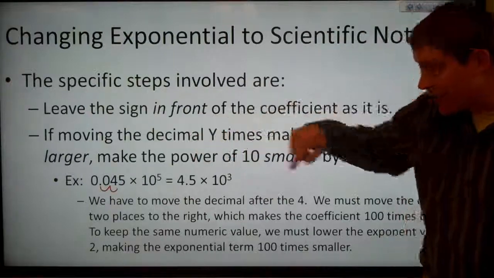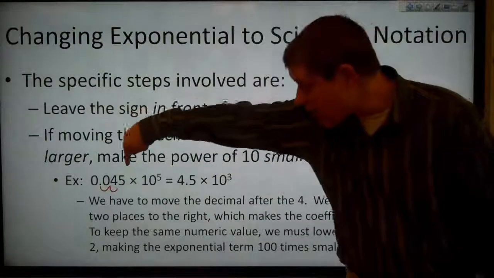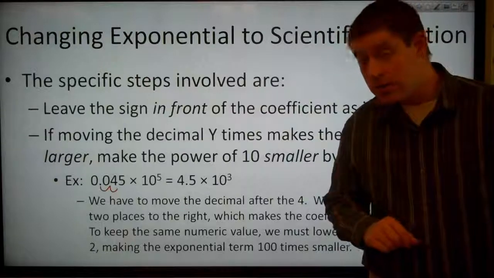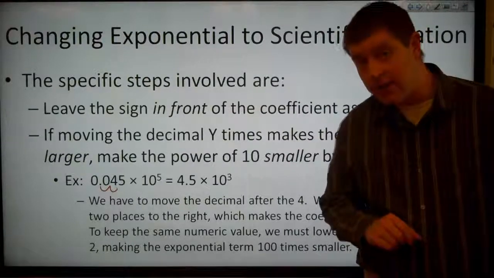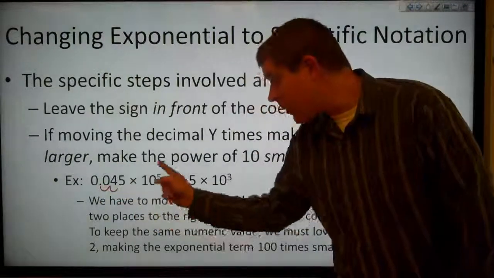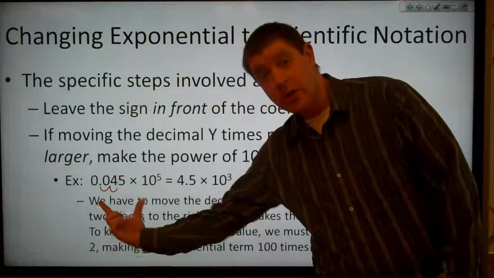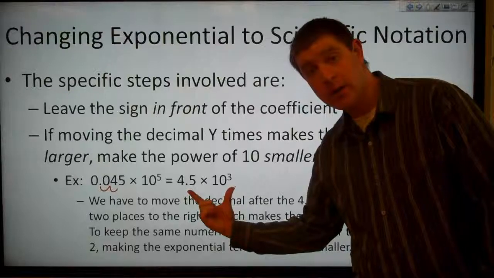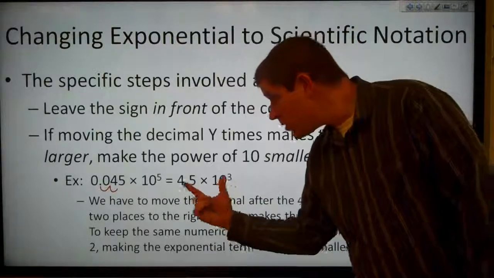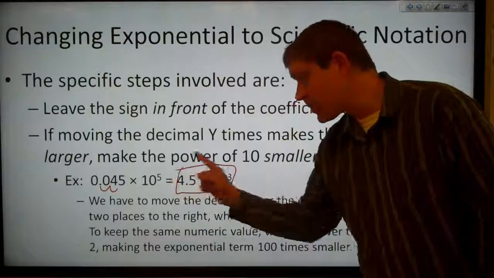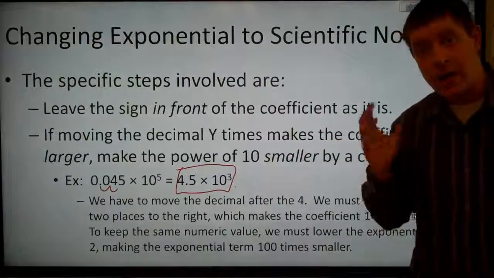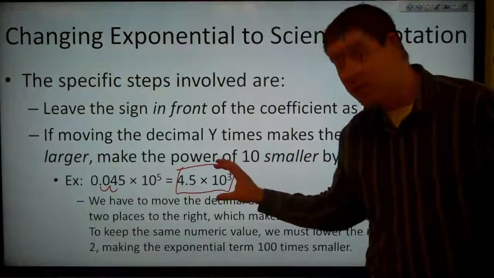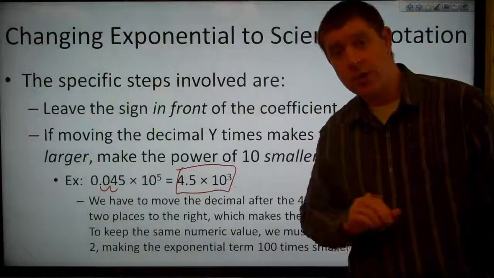So 4.5 times 10 to the 3 is the same thing as 0.045 times 10 to the 5. This is a valid way of writing this number in exponential notation. This is also a valid way of writing it in exponential notation. But only this one is valid for scientific notation. And in chemistry, we always want to write our numbers in scientific notation, not exponential notation.